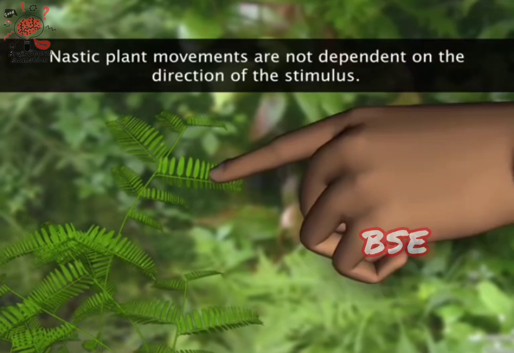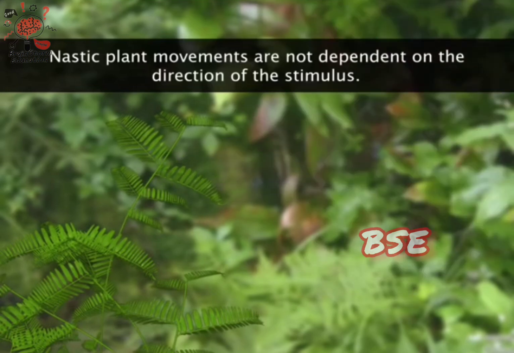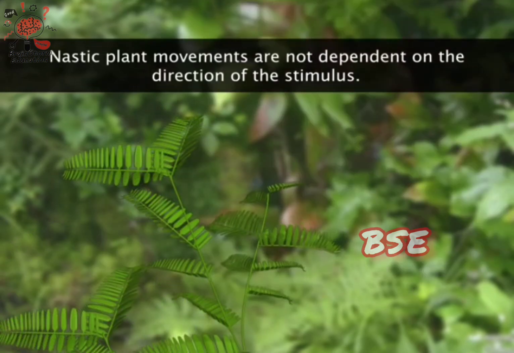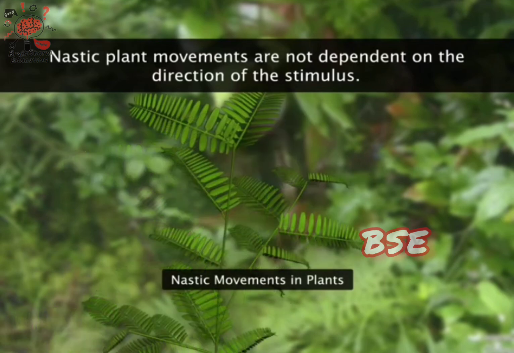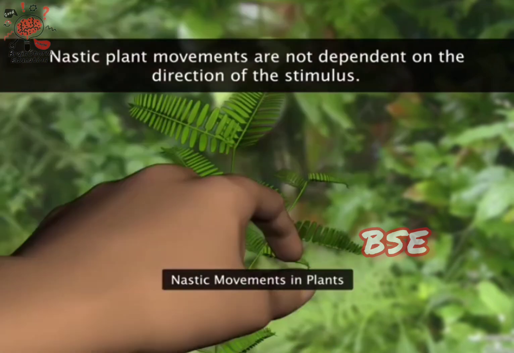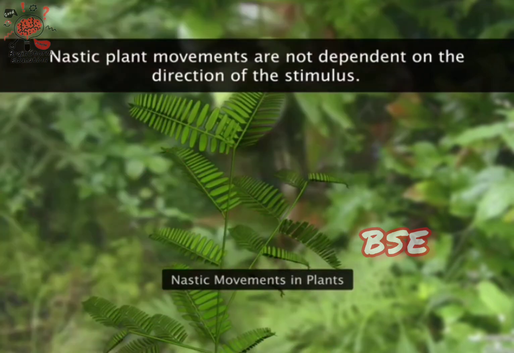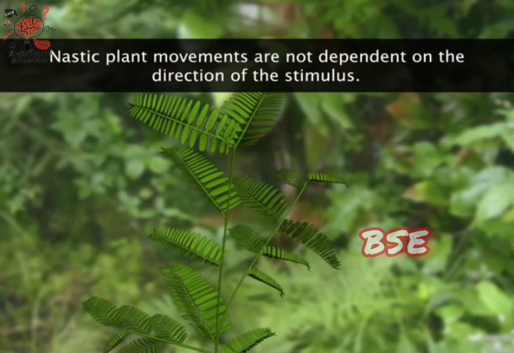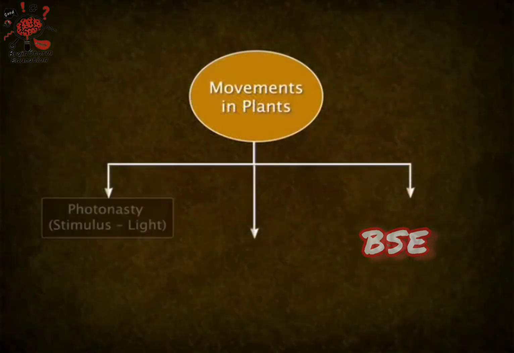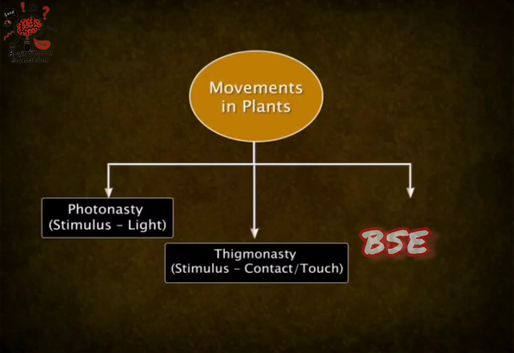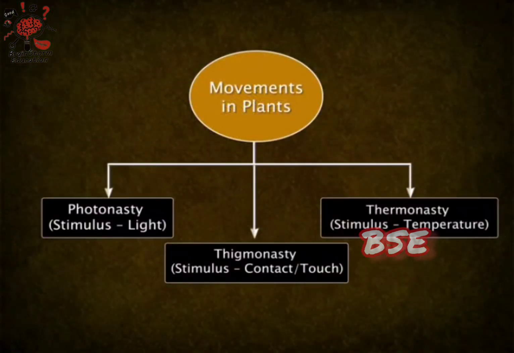The other type of plant movement is nastic movement. Like tropic movements, nastic movements occur in response to environmental stimuli, but the direction of the response is not decided by the stimulus. Nastic movements are non-directional responses. Photonasty, thigmonasty, and thermonasty are various types of nastic movements in plants.